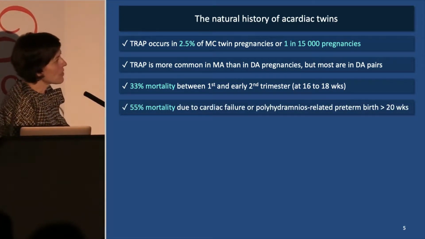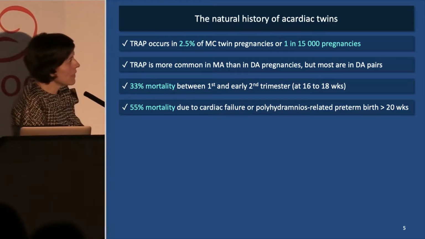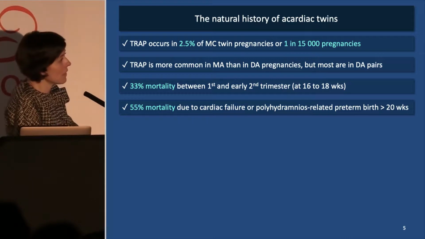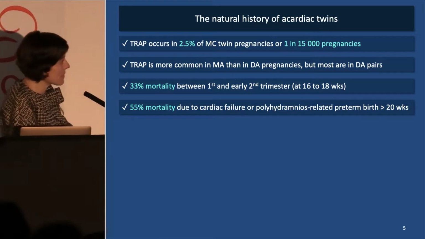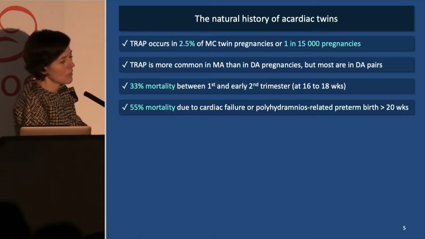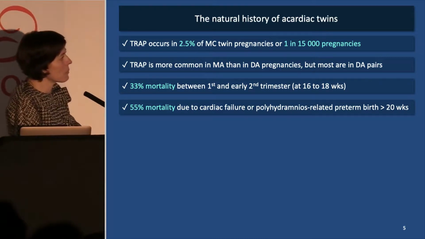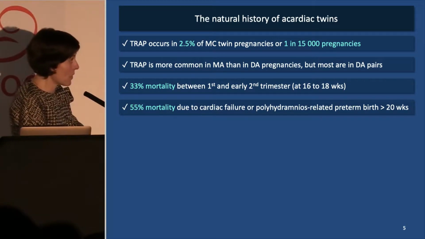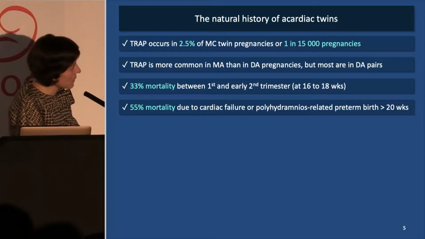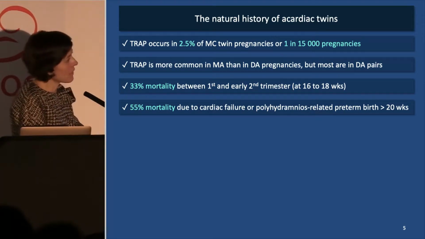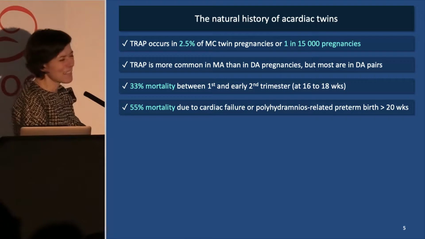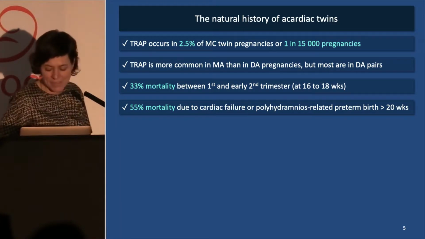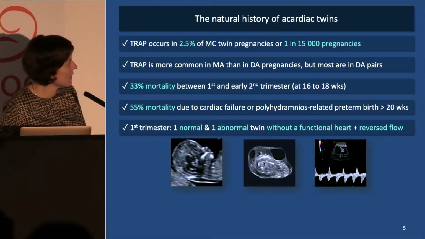And if you were to manage these cases conservatively, and these are the figures from the observational studies, when acardiac twinning was diagnosed on the second trimester scan, we still know that there is a further 55% mortality in the pump twin because of cardiac failure and subsequent polyhydramnios related preterm birth. So in an acardiac twin pregnancy, it's important also to realize the mortality only refers to the pump twin because there's only one viable fetus in this setting.